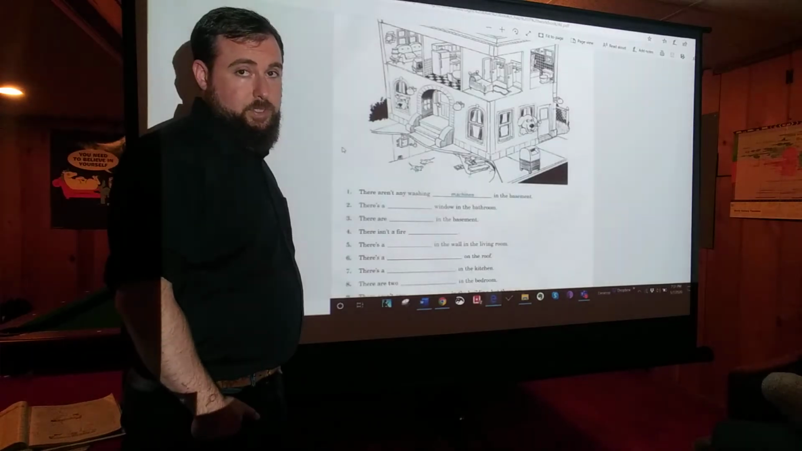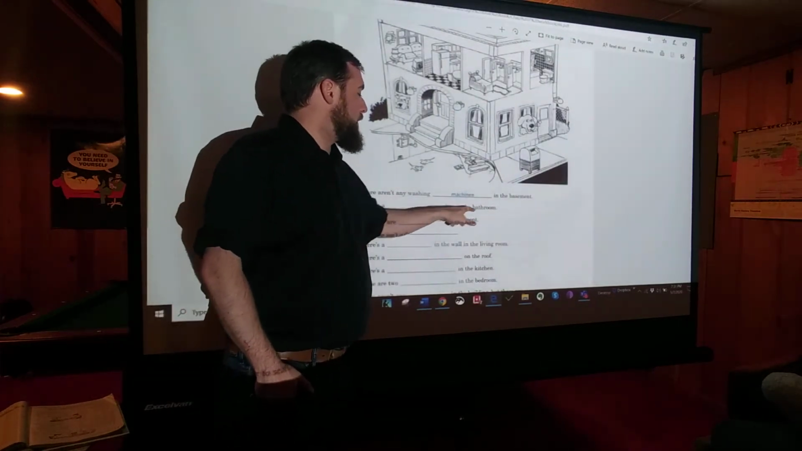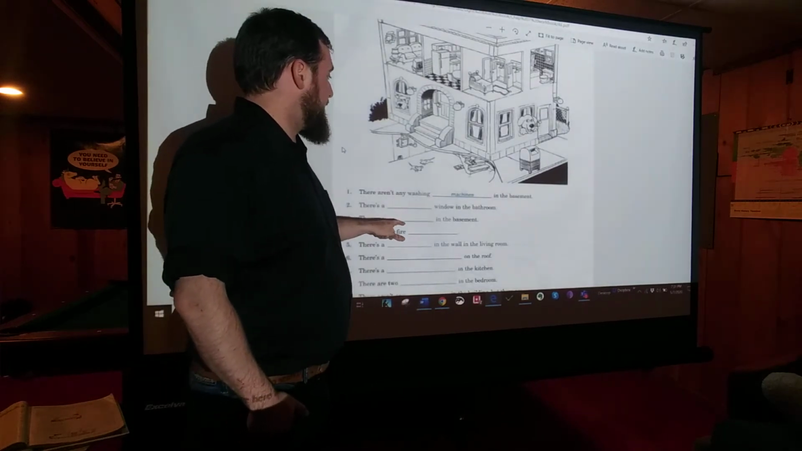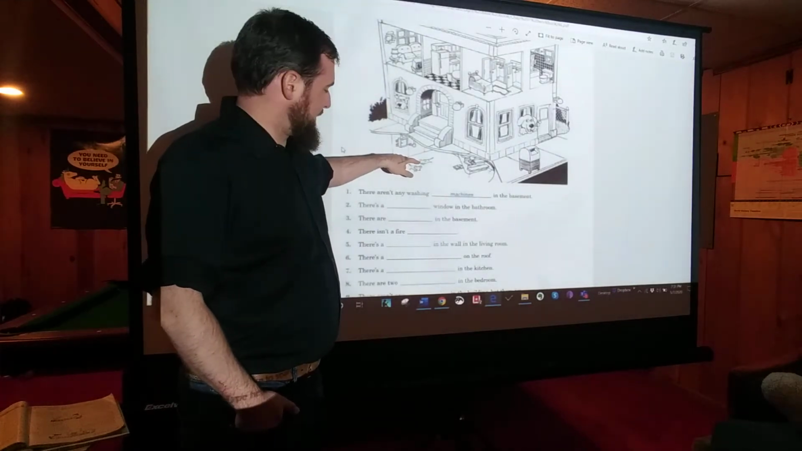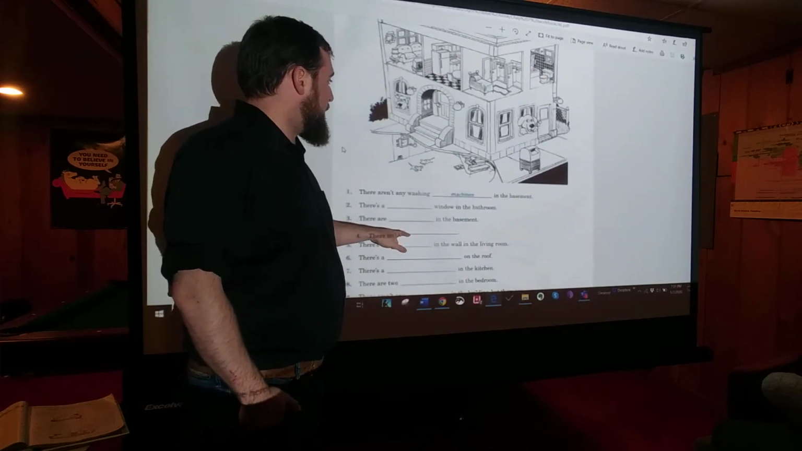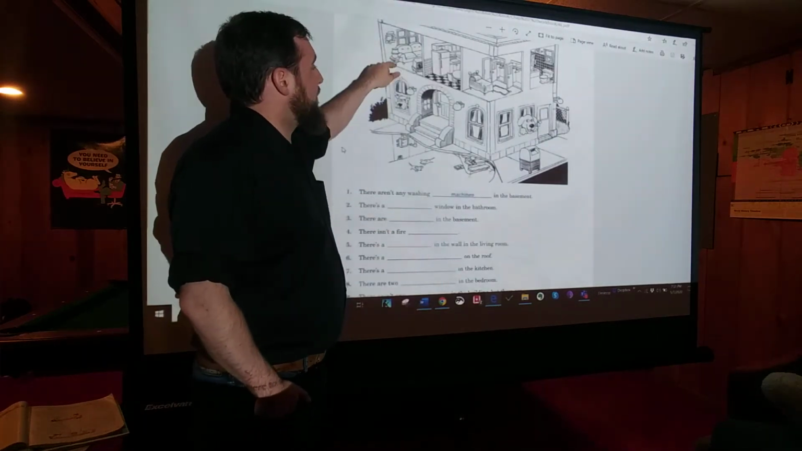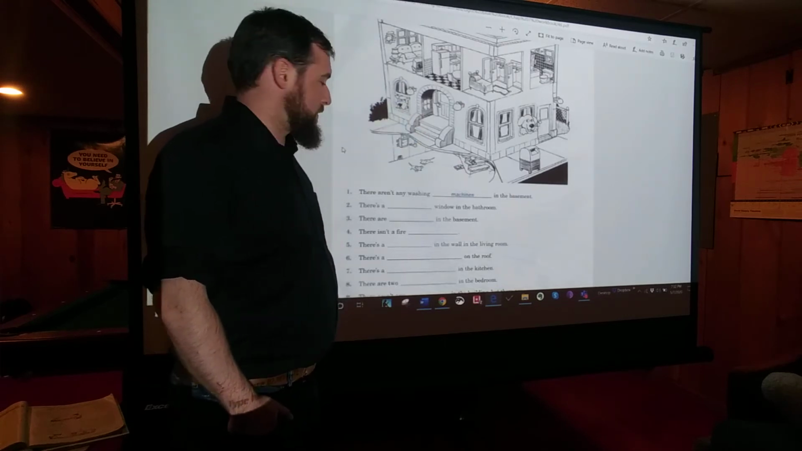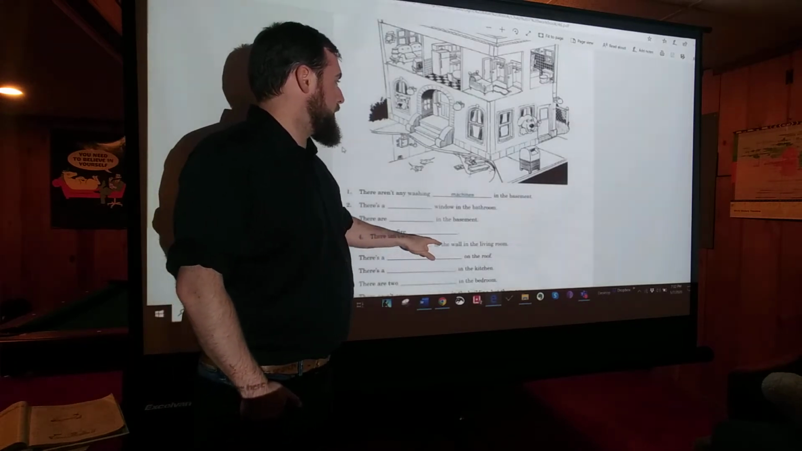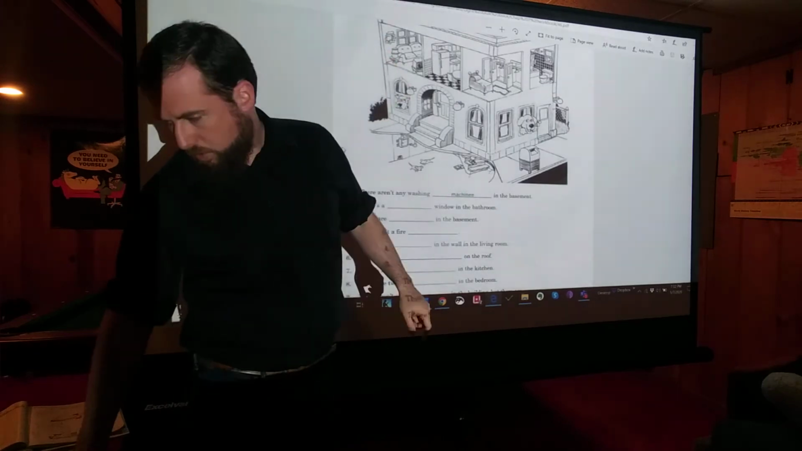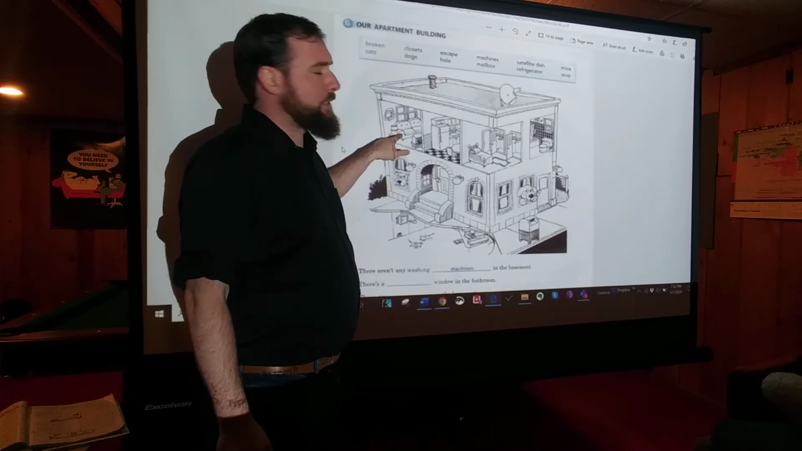All right, did you pause the video and fill in the worksheet? All right, so there's a broken window in the bathroom. There are blank in the basement. Looks like mice. There are mice in the basement. There isn't a fire escape. Okay? Fire escape. Those are like stairs on the outside of the house that people use in case there's a fire. Number 5. There's a blank in the wall in the living room. Looks like there's a hole in the wall in the living room. Hole. Hole in the wall. This is a pretty bad apartment. It's got a hole in the wall.